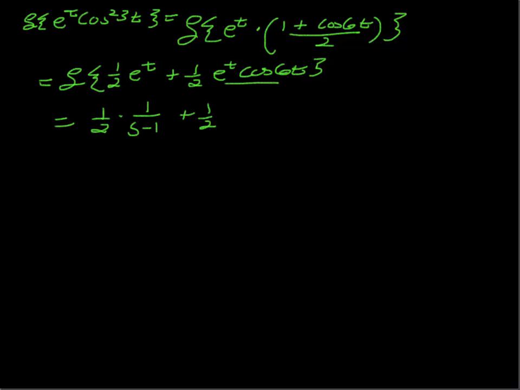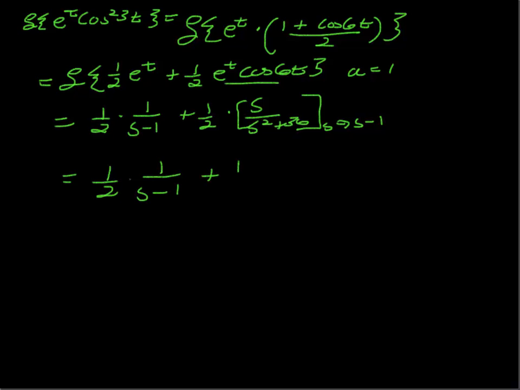Okay, now this is a translation here with a equaling 1. So this is 1 half of s over s squared plus 36 as s translates to s minus 1, which gives us our final answer of 1 half times 1 over s minus 1 plus 1 half times s minus 1 over s minus 1 squared plus 36. And that would be an acceptable answer.